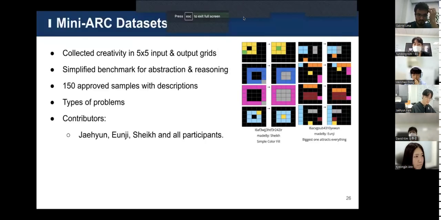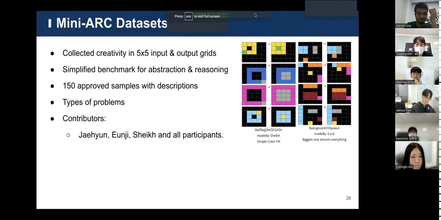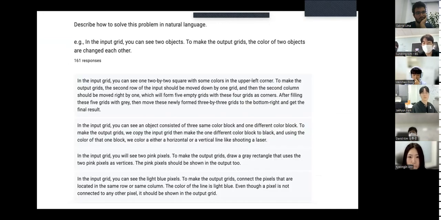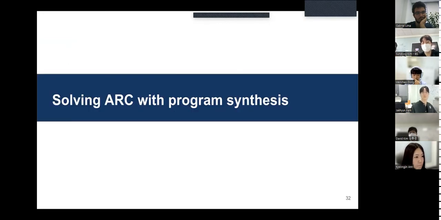Can you see my slide or not? Yep, okay. So this is what we had during the happy hour day. And now I'll give the floor to Subin to describe how to solve ARC with program synthesis.